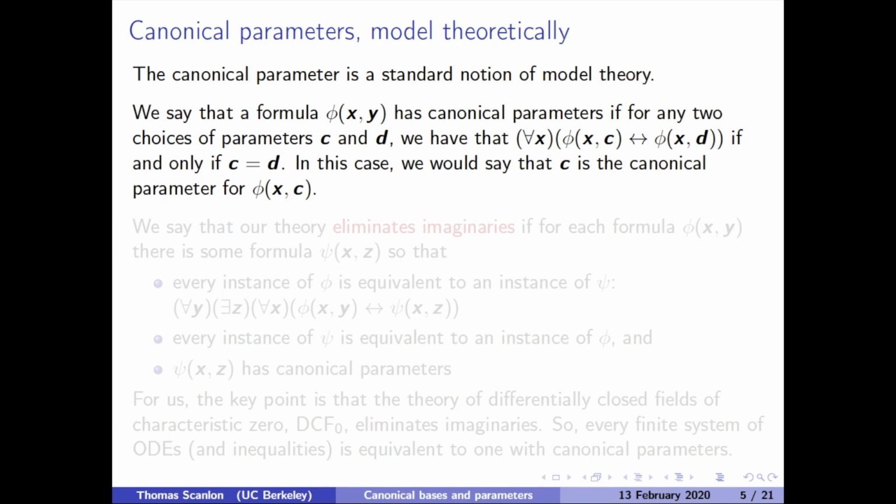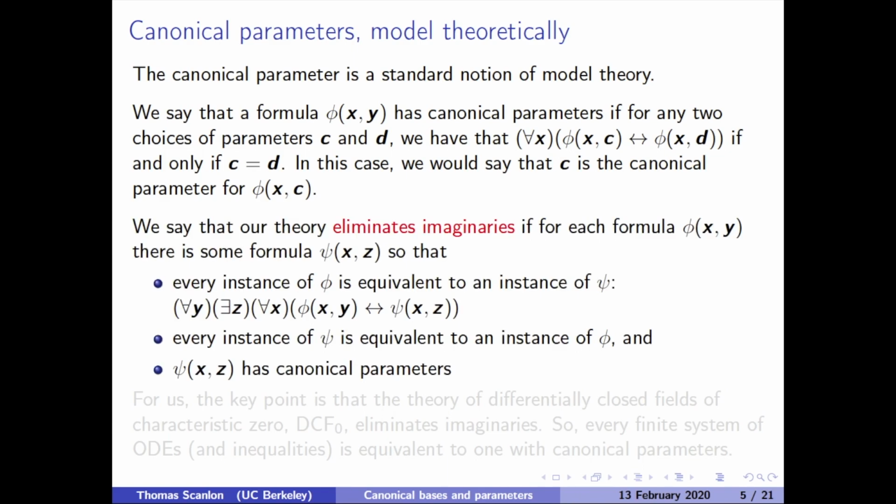Now, it can happen that you have a nice system of differential equations, like I said, and it doesn't have canonical parameters. So there may be different choices which give you the same sets, but you might want to convert it to an equivalent system. And if you can always convert to an equivalent system which has canonical parameters, then we say that your theory has elimination of imaginaries. So what are the imaginaries here? The imaginaries are the canonical parameters.